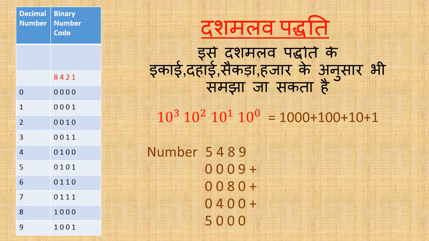We can take the reference of the Hindi system इकाई, दहाई, सैकड़ा, हजार to understand this. For example, in decimal number 5489, the weight of 9 is 9, whereas the weight of 8 is 80, weight of 4 is 400 and weight of 5 is 5000.